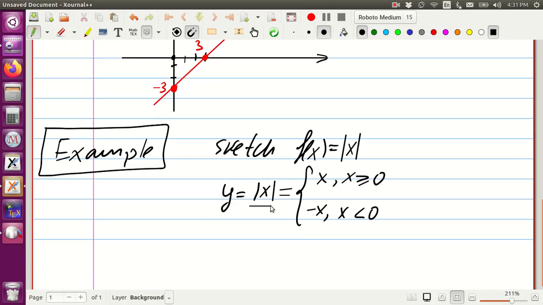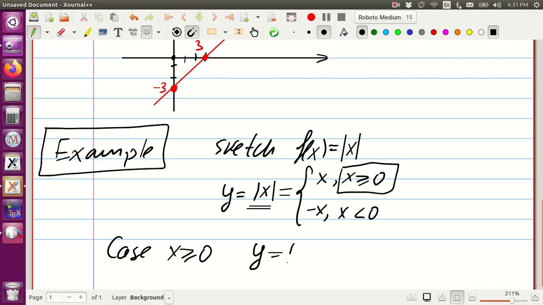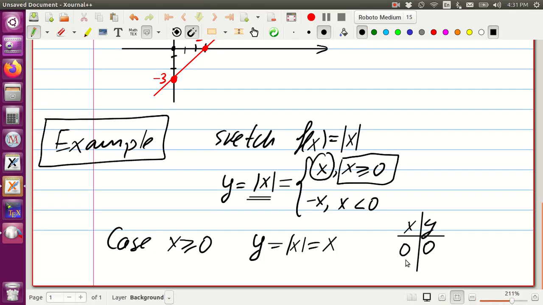And as I said before, when we're dealing with absolute values, we would rather go by cases. So we have a case when x is greater or equal than 0. That's the case that we're dealing with. If x is greater or equal than 0, then y equals the absolute value of x is going to be equal to x according to the definition. So again, we can create a short table here, x and y. So if we take x equals 0, y will be 0.